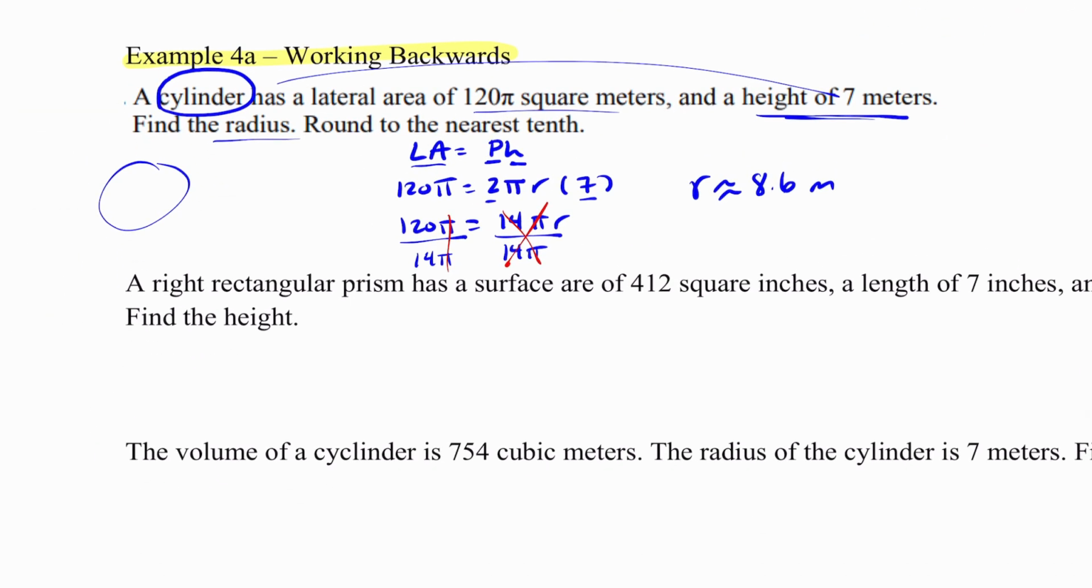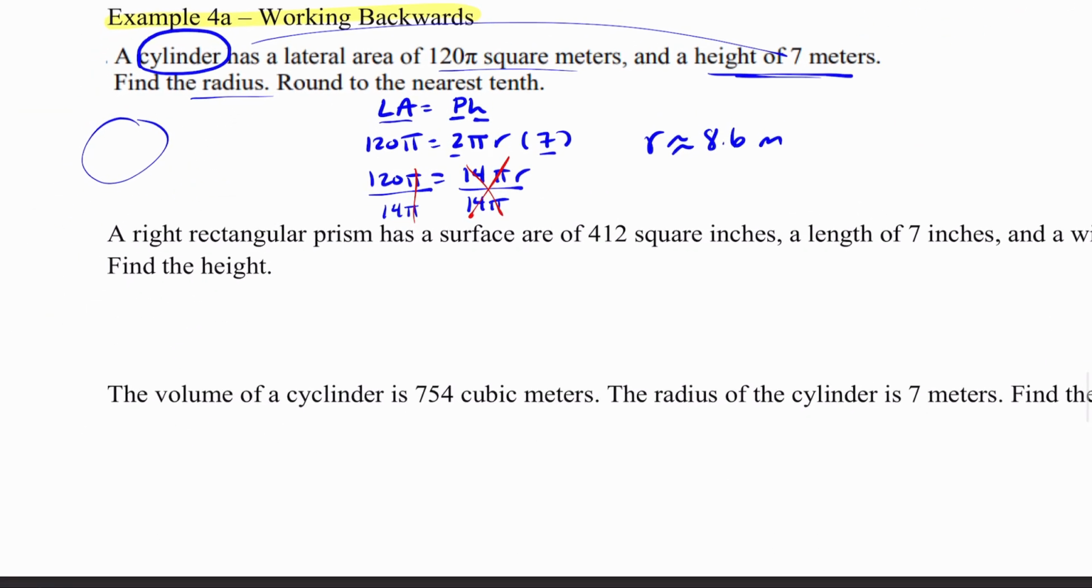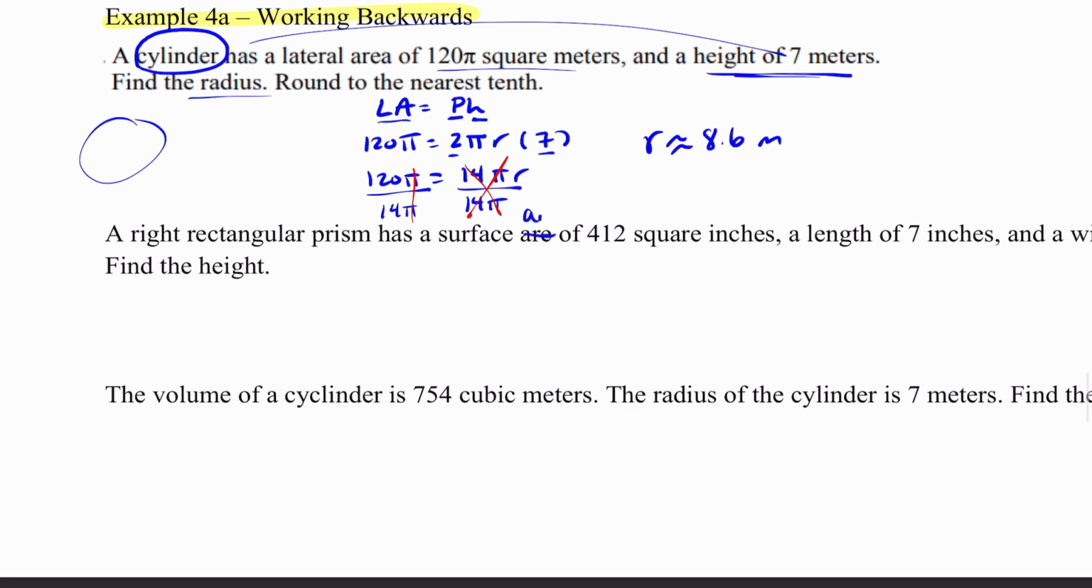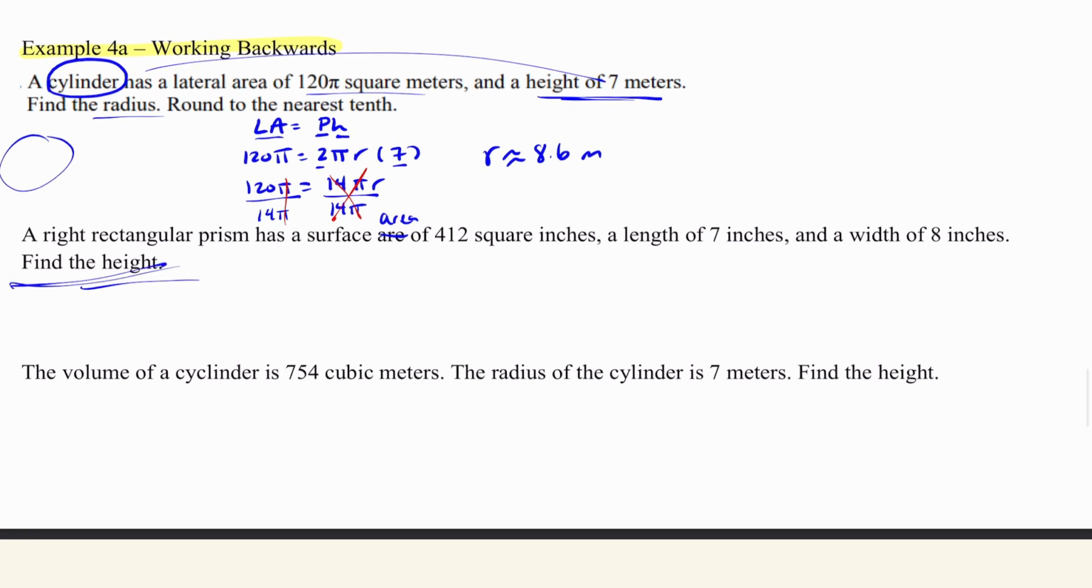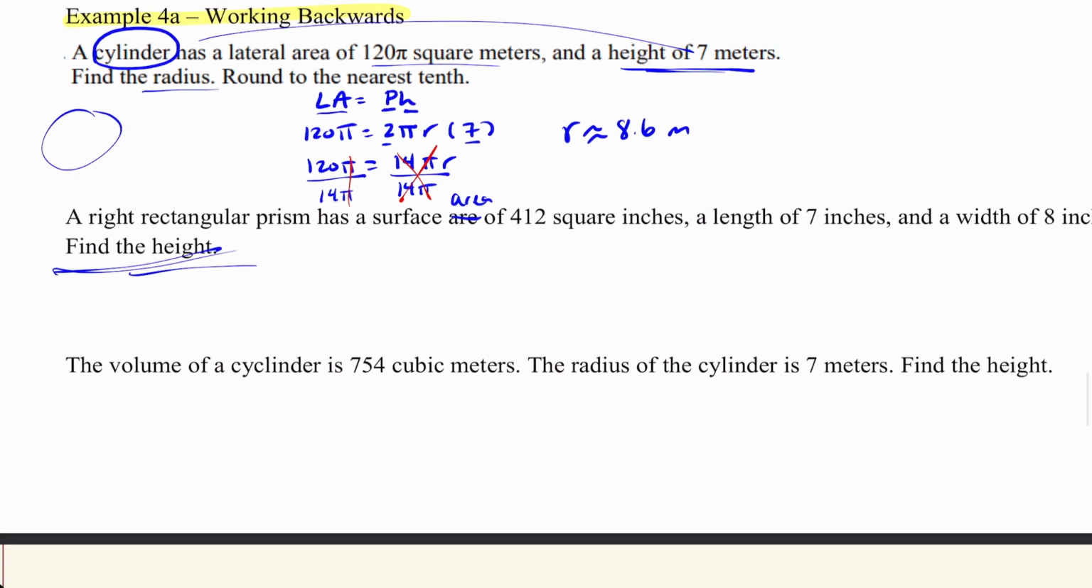A right rectangular prism has a surface area, that's a typo. A right rectangular prism has a surface area of 412 square inches, a length of 7 inches, and a width of 8 inches. Find the height. Okay, so surface area formula. So the surface area formula is S equals the perimeter times the height plus the 2 bases. We have to include the bases on this one.